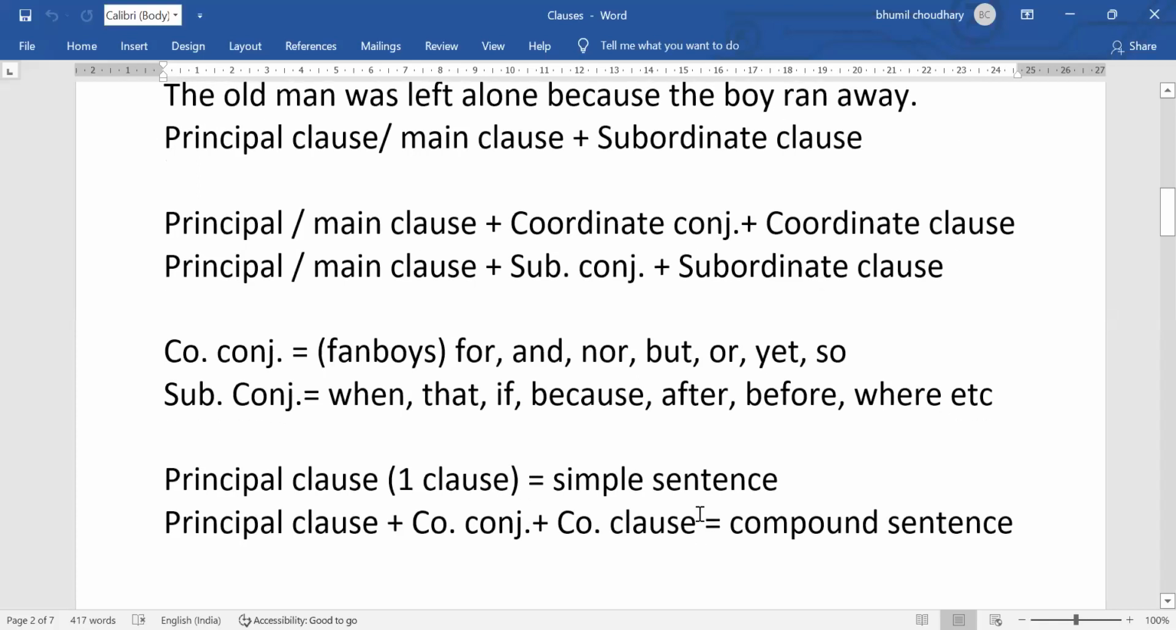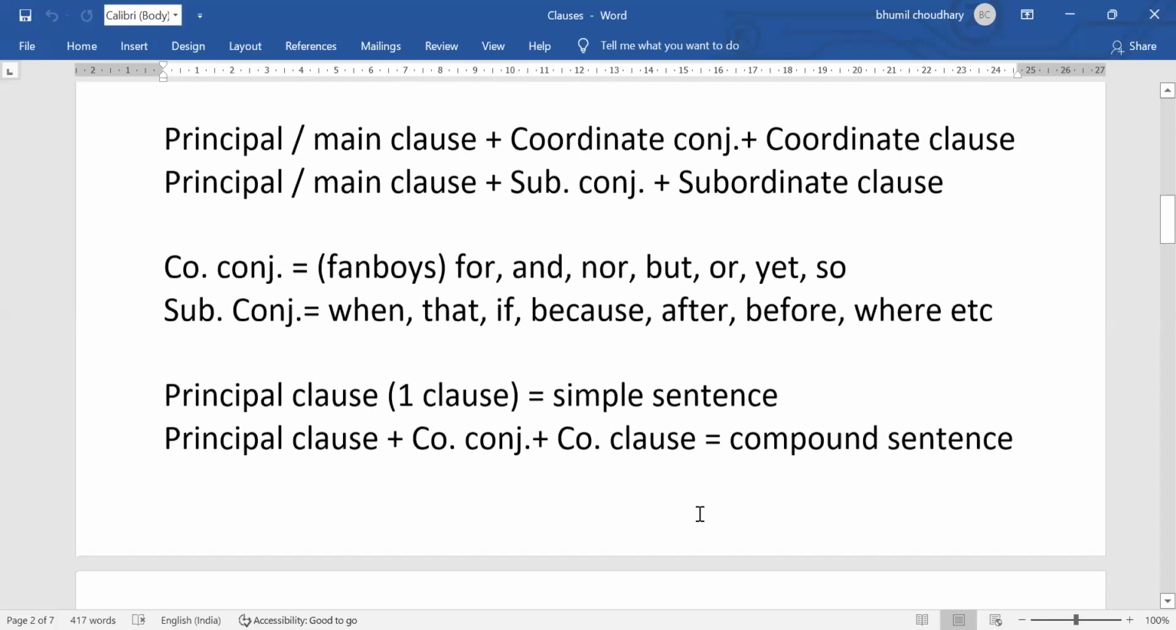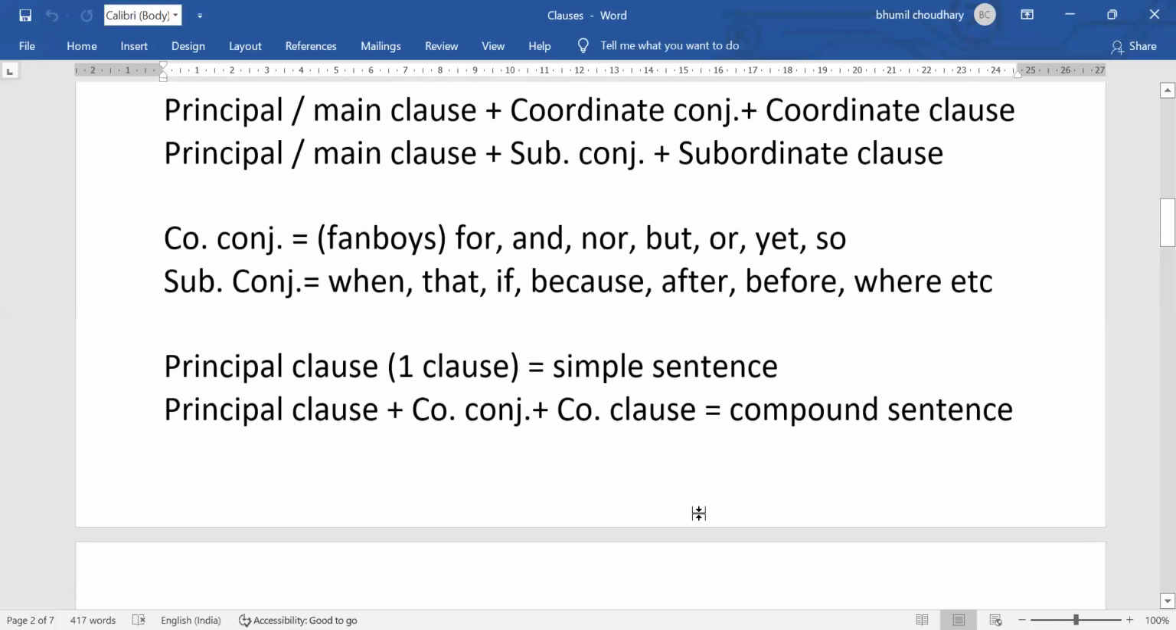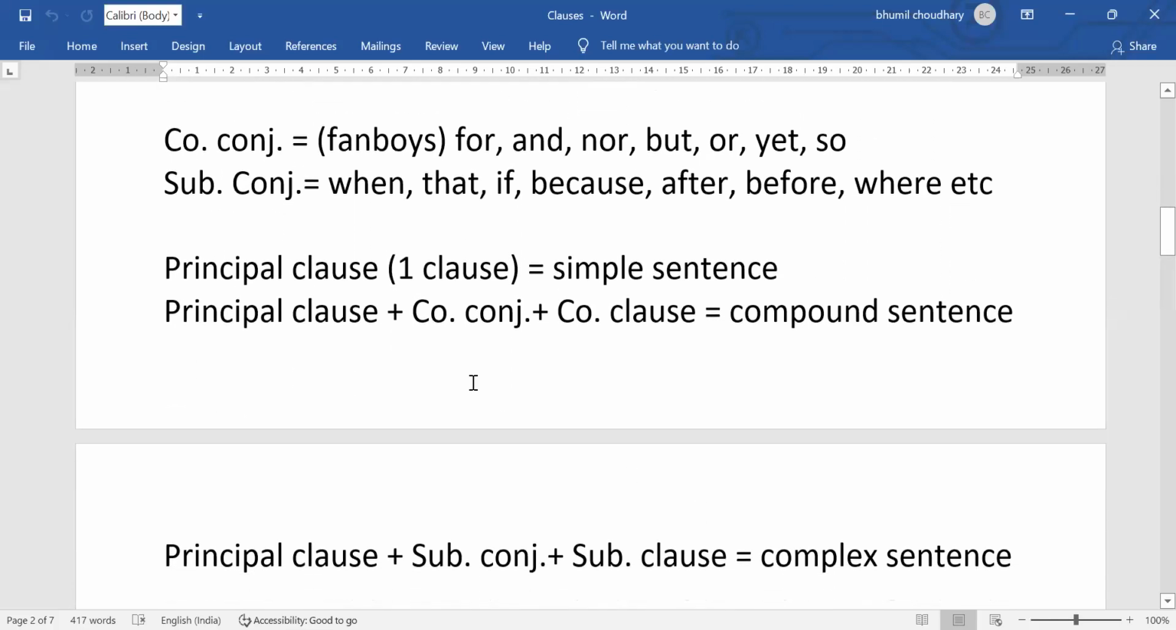And then we studied about types of sentences. Three types of sentences are there. First is simple sentence, second is compound sentence, third is complex sentence. If there is only one clause in any sentence, it means that is a simple sentence. If there are two clauses, one is principal, second is coordinate clause, it means that is a compound sentence. Clear? And how can we understand whether it is a coordinate clause or subordinate clause?